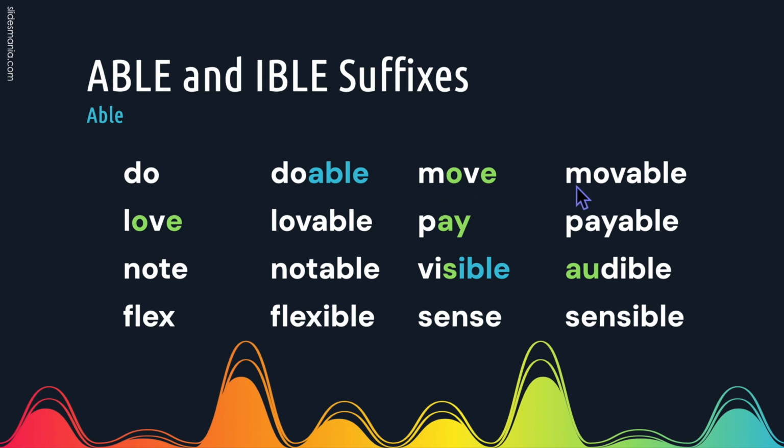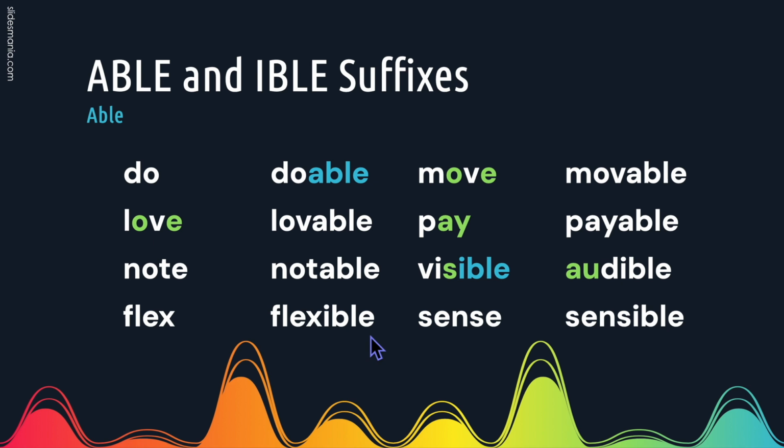Here is move, movable. This O is going to schwa and sound like uh, and this E is just there to keep the V from being the last letter of the word. So here we have love, lovable. AY says A, pay, payable. Note, notable. This S will take on its second sound of Z, visible. AU says aw, audible. Flex, flexible.